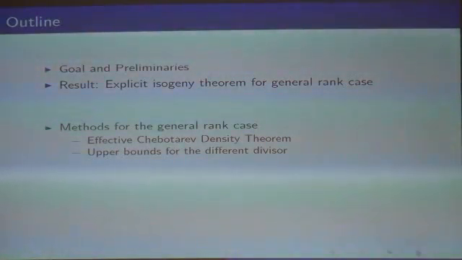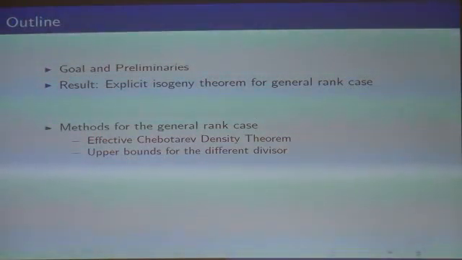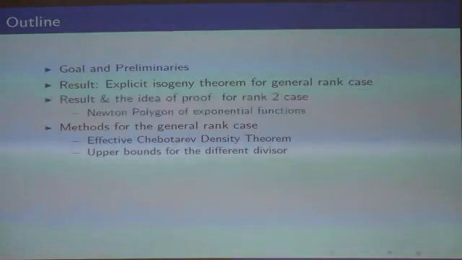But even though I'm saying the explicit isogeny theorem, there is one term I couldn't make really explicit. But for the rank 2 case we got a better result. For the rank 2 case, it was possible to make that part even more explicit by using the Newton polygon idea of the exponential function associated to the rank 2 Drinfeld module.